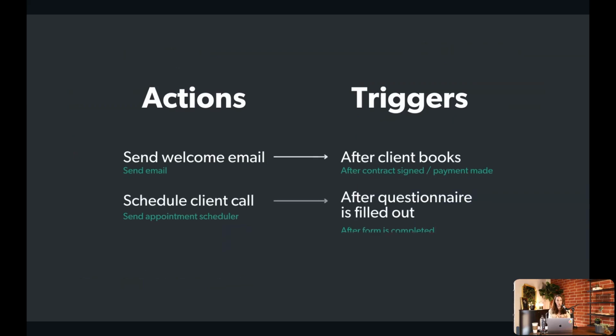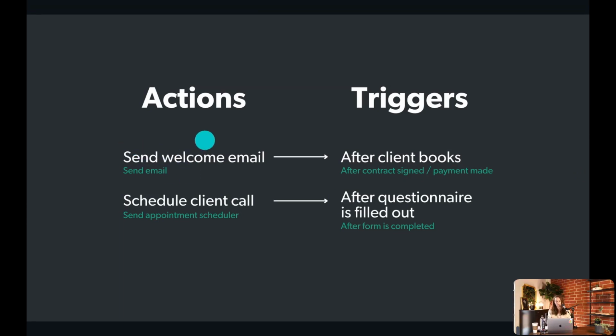So how does that look written out? Here we have some actions on the left, sending an email and sending an appointment scheduler. And on the right, you see the triggers. So we are going to send an email after the client books. And then you can either set this for maybe after the contract is signed or after the payment is made, whatever it might be. Then we are going to send a scheduler after a call or after the form has been completed. So this is what an action looks like, and this is what a trigger looks like.